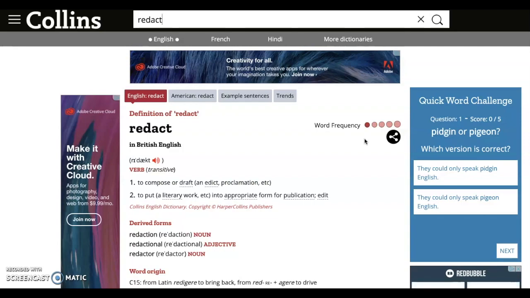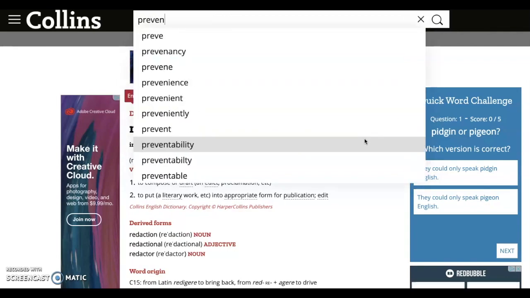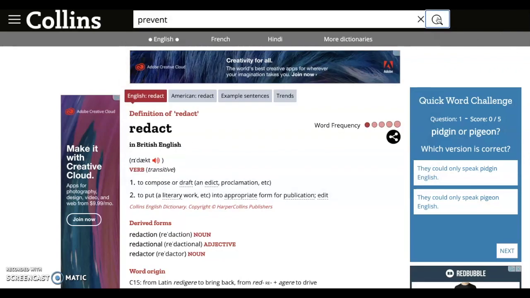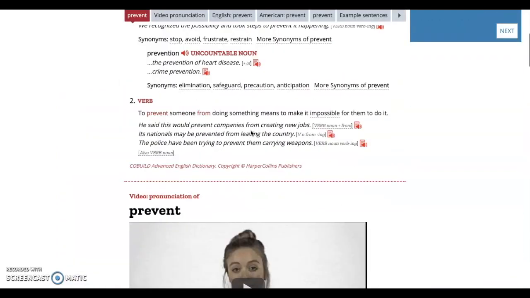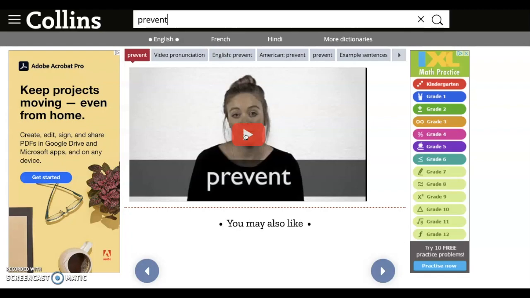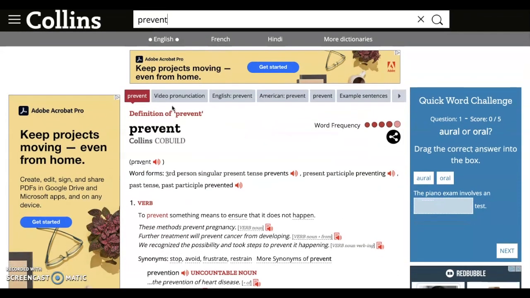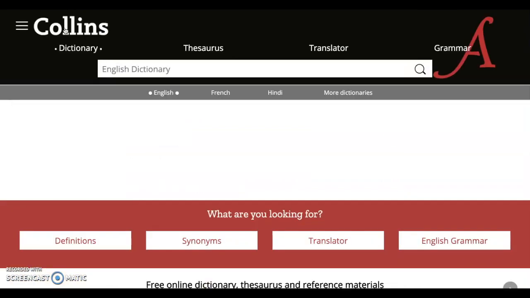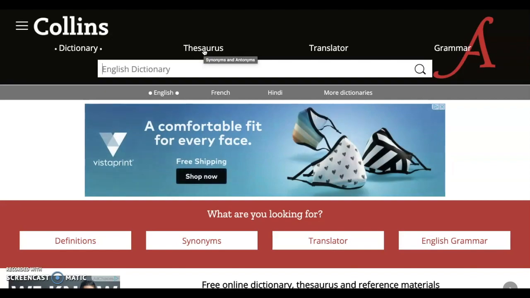Another great feature that some of you might really like about this dictionary is the video pronunciation. So let's look up a word like prevent. If you scroll down, you can see a video pronunciation of the word. I also love the built-in thesaurus that the Collins Dictionary offers. What is a thesaurus? Well, a thesaurus is a dictionary that gives you synonyms.